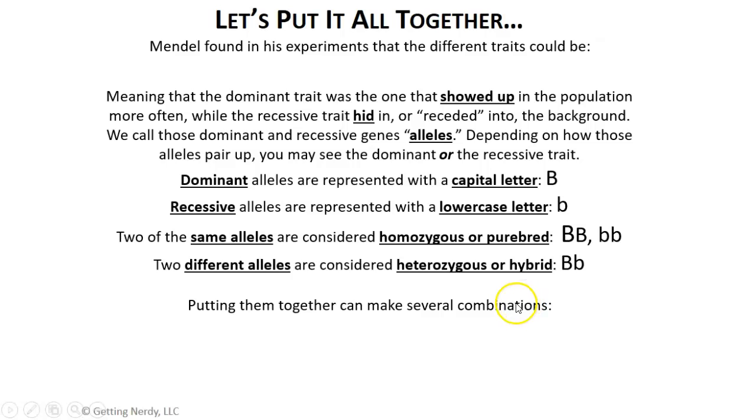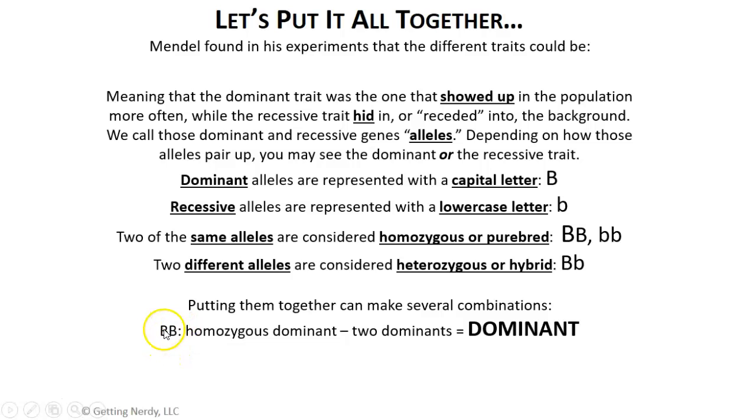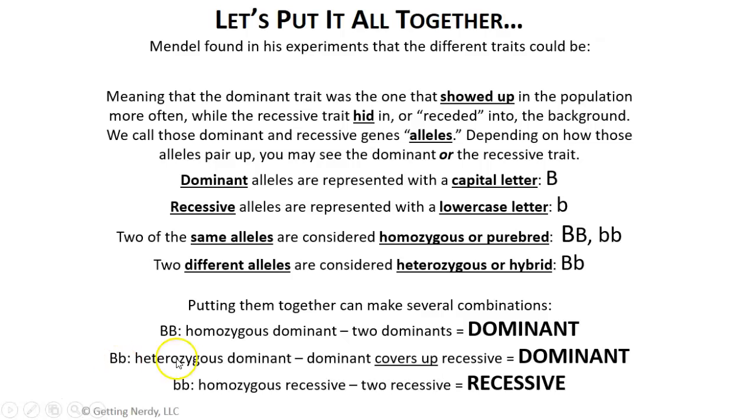Putting them together can make several different combinations. So you've got those three combinations. You could have homozygous dominant, where you get the two dominants, and you're going to see the dominant trait. You could have the heterozygous dominant. That dominant is going to take over and cover up the recessive right there, so you're going to have the dominant trait. And again, the only time that you're going to see the recessive trait is if the alleles you get from your parents are both recessive. Okay.